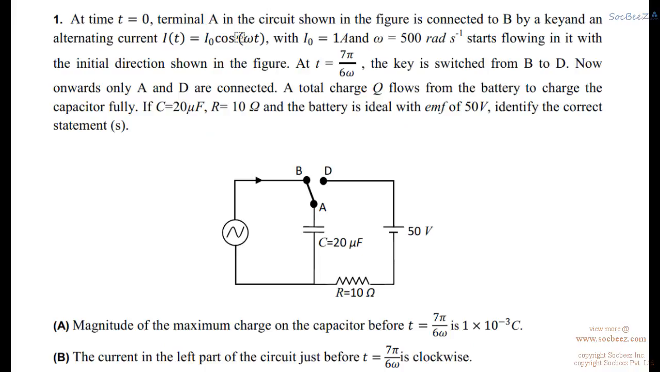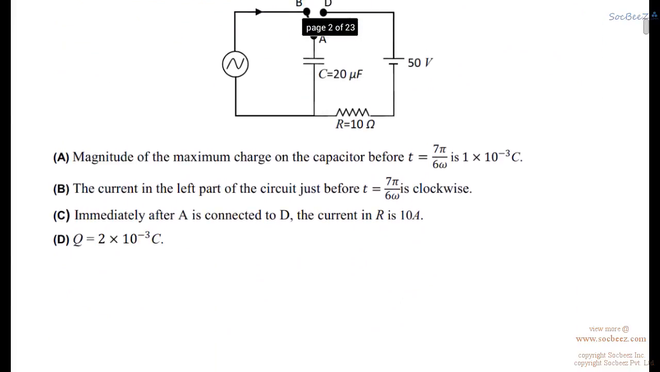A total charge Q flows from the battery to charge the capacitor fully. If C equals 20 microfarad, R equals 10 ohm and the battery is ideal with the EMF of 50 volt, identify the correct statements. Option A: magnitude of maximum charge on the capacitor before t equals 7 pi by 6 omega is 1 into 10 raised to the power minus 3 coulomb.